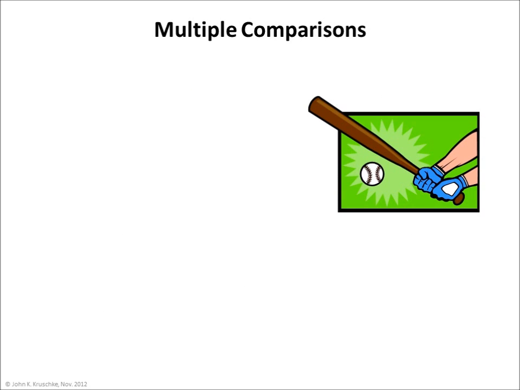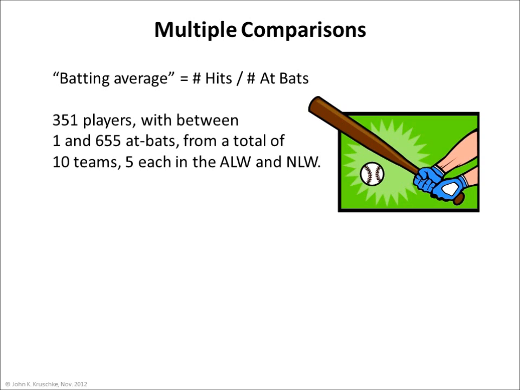A third example of the advantages of Bayesian analysis over NHST comes with multiple comparisons. As an example, consider estimating the batting averages of professional baseball players. For each baseball player, the observed batting average is the proportion of hits out of the total number of opportunities at bat. Here, we'll consider 351 players with between 1 and 655 opportunities at bat during the 2012 regular season, from a total of 10 teams, 5 each in the American League West and the National League West.